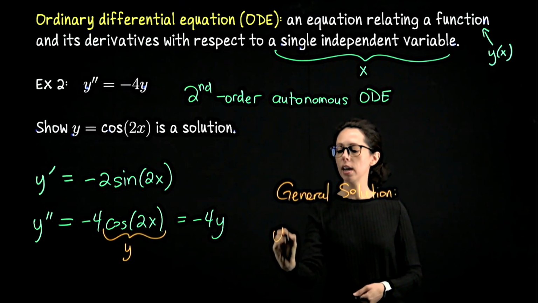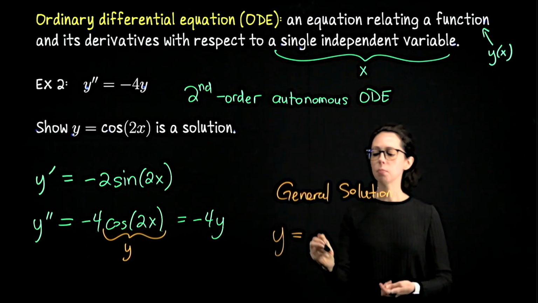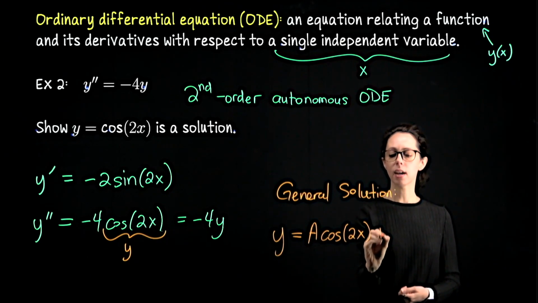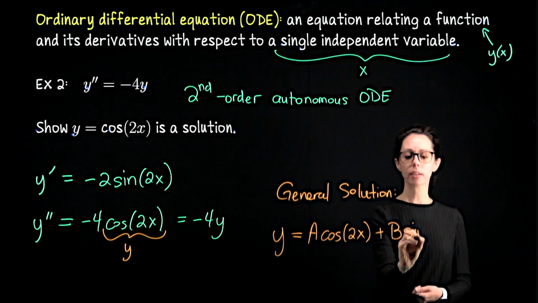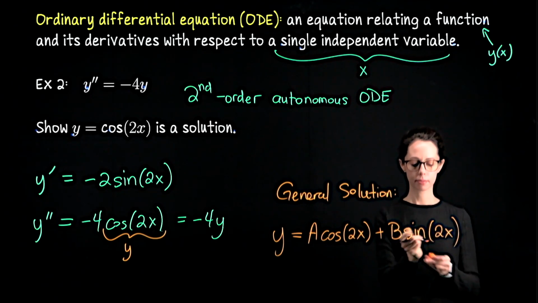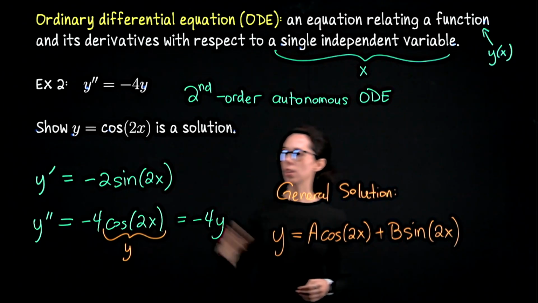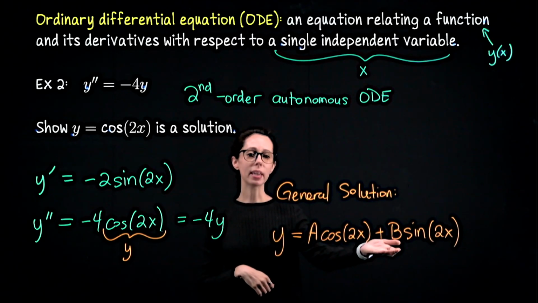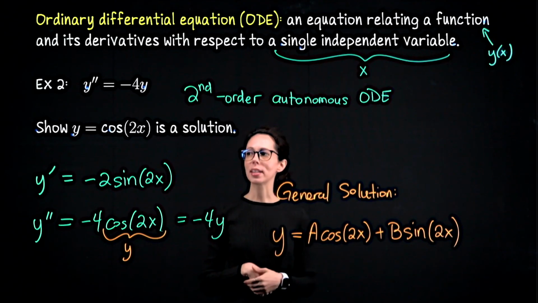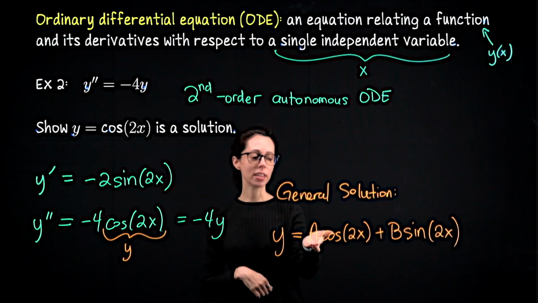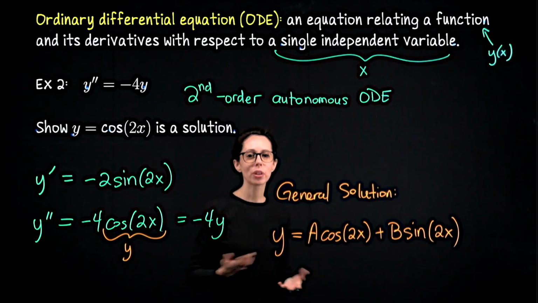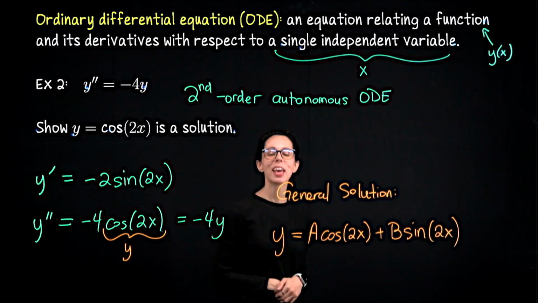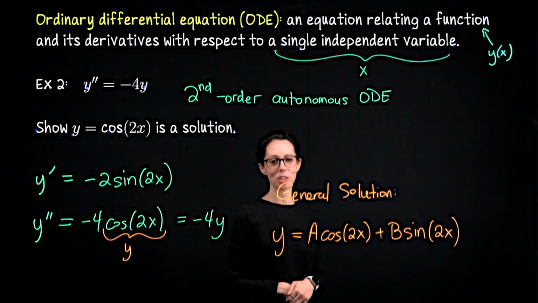The general solution is y equals a constant multiple of cosine of 2x plus a constant multiple of sine of 2x. So for this example, we have the multiple a is 1, b is 0. If you tried sine of x, you would have been looking at a is 0, b is 1. But you could also try y is negative 10 cosine 2x plus 3 sine of 2x, and that will also give you a solution to this differential equation.